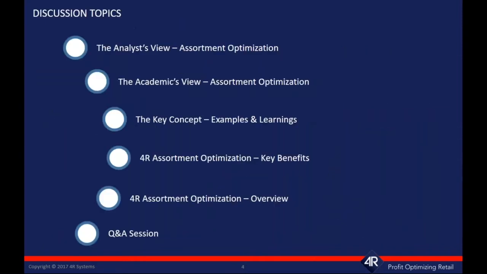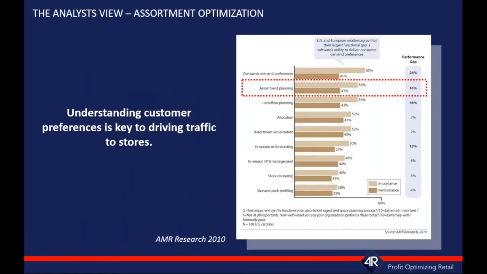Today, our agenda starts off with the background on our approach, takes you through the methodology, and then we'll discuss learnings and a brief view on the solution that employs the different techniques. And now I'd like to introduce our main presenter, Dr. Marshall Fisher from the Wharton School and a founder of 4R, to talk about attribute-based assortment optimization.